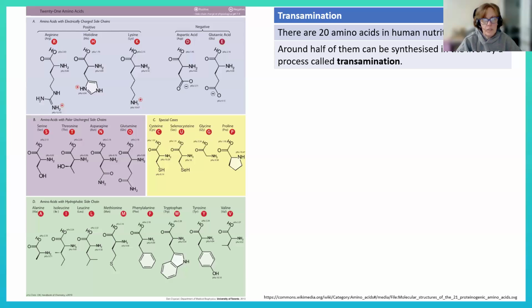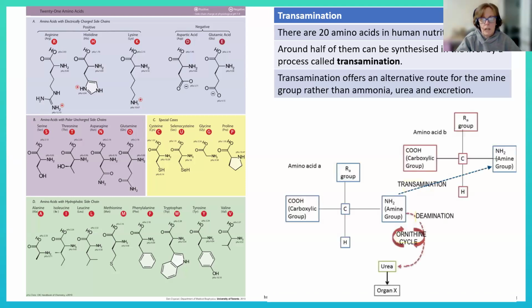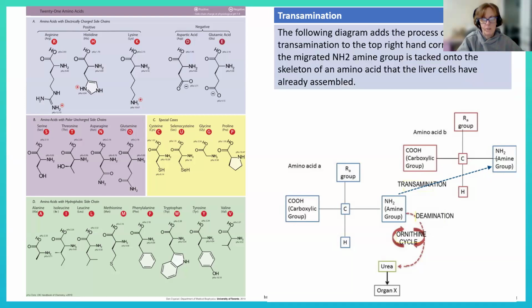Around half of these can be synthesized in the liver by a process called transamination. And that basically offers an alternative route for the amine group rather than ammonia, urea, and excretion. So we can take this amine group, this NH2, and we just saw on the previous slide that we can convert it to urea and it goes off into the urine via the kidneys, or it can be moved onto another amino acid and build a different amino acid out of the bits that you've got from the old amino acid, essentially.